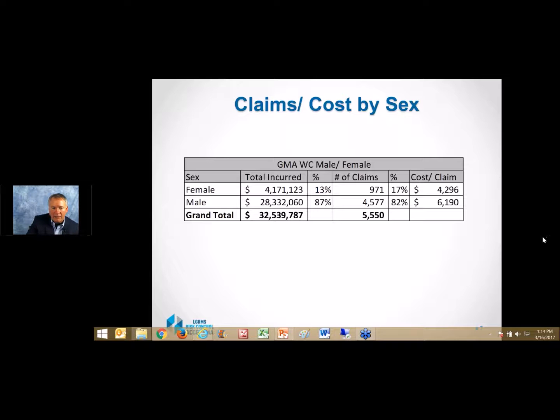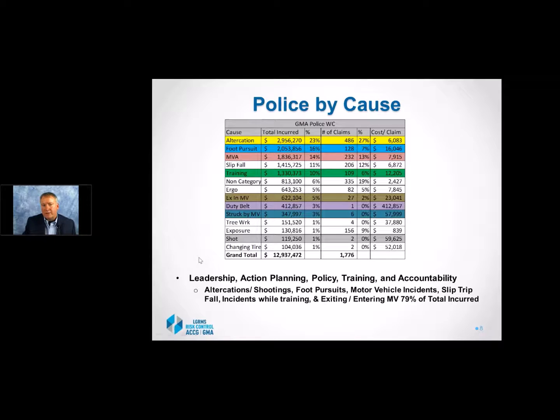Let's see if there's anybody else. Okay. We'll go on to the department slides. And again, this is the police department. And I've selected what I think are our biggest opportunities, the things we can have an impact on within police departments. So altercations, 23% of our total incurred associated with that, 27% of the claims.